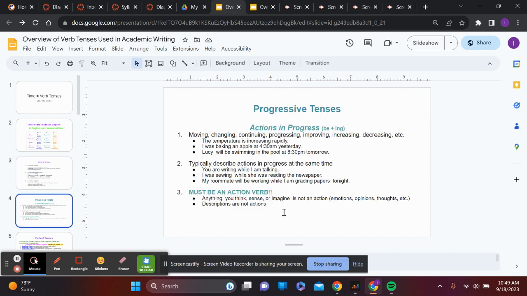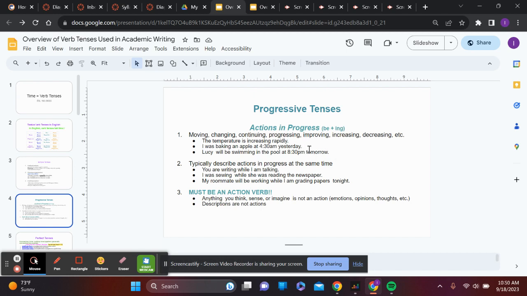The progressive tenses are used to describe actions that are in progress. Be plus ing is the verb form. And the actions we describe are moving, changing, and for example, the temperature is increasing rapidly. We're not sure when the action began, we are not sure when the action will finish. So actions in progress are simply what they say they are.